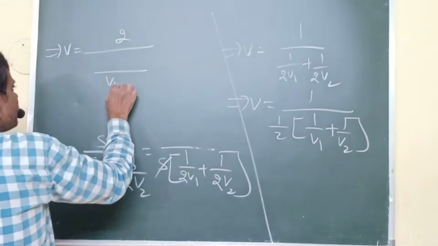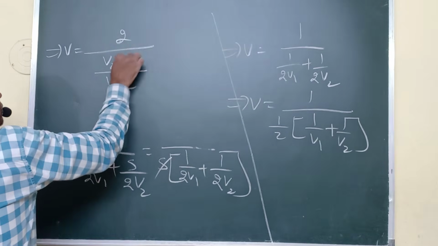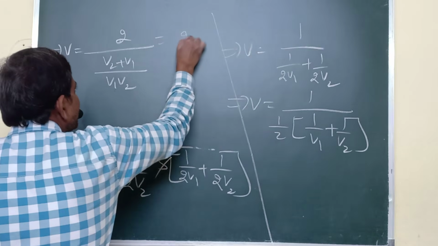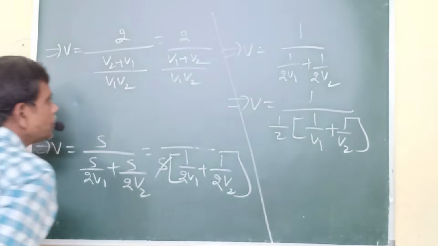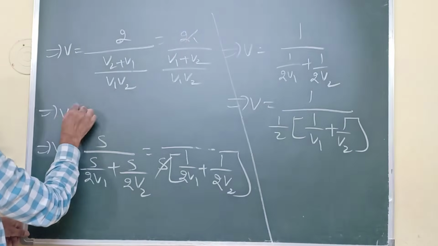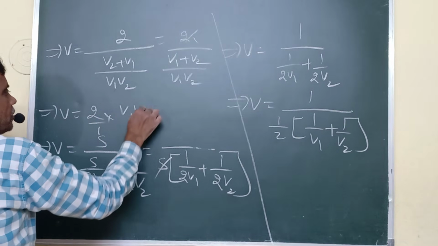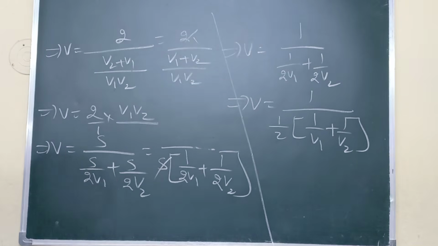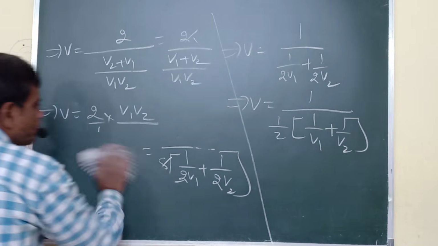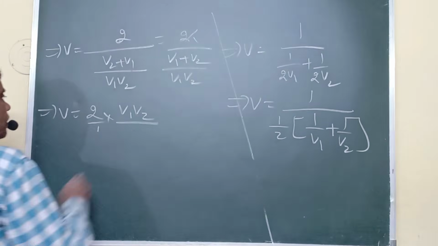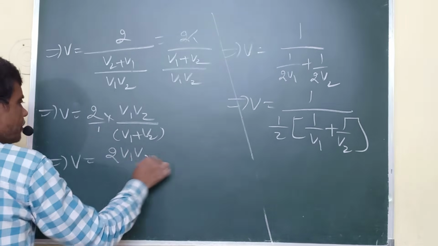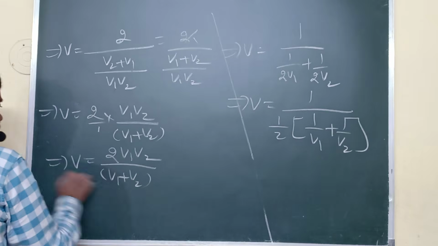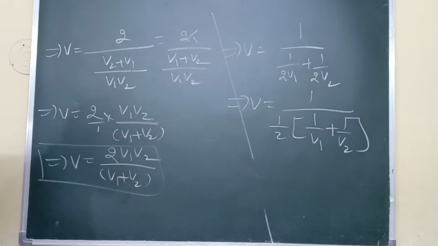Now the LCM of V1 and V2 is V1V2, and here I am getting V2 plus V1. So you write this as 2 by V2 plus V1, or V1 plus V2, both are the same. By V1V2. So V equals 2 by 1 into V1V2 by V1 plus V2. So finally, what is the average speed? 2V1V2 by V1 plus V2. This is the average speed. So we are doing the problem like this.